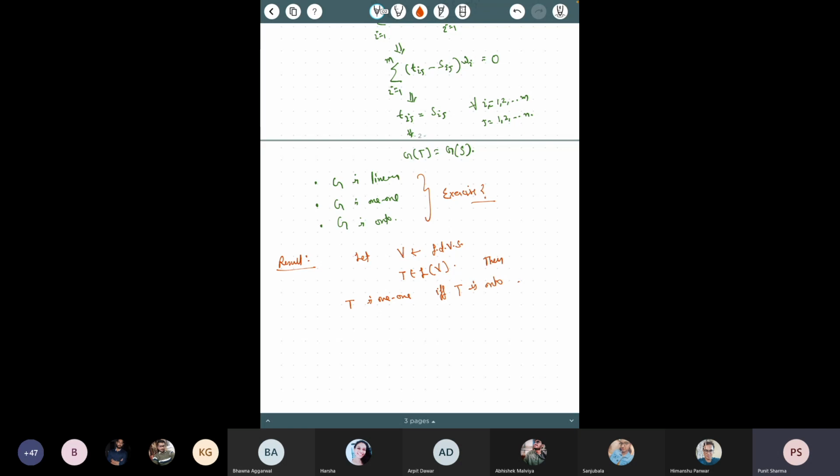Do you agree with this? Yes, sir. If V is finite dimension, this is very straightforward because of the rank nullity theorem.